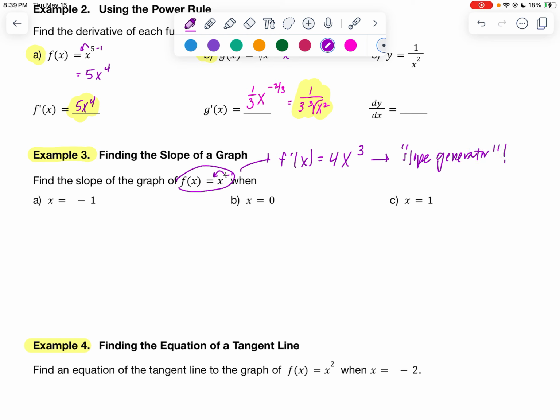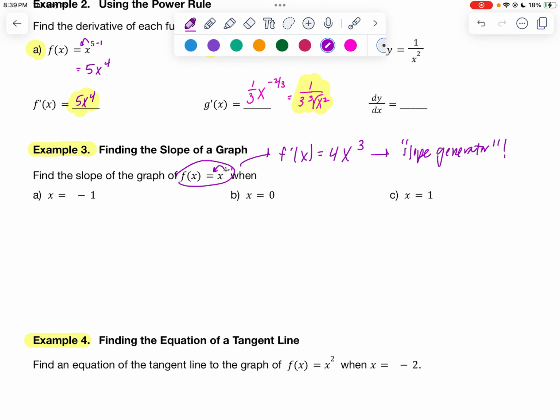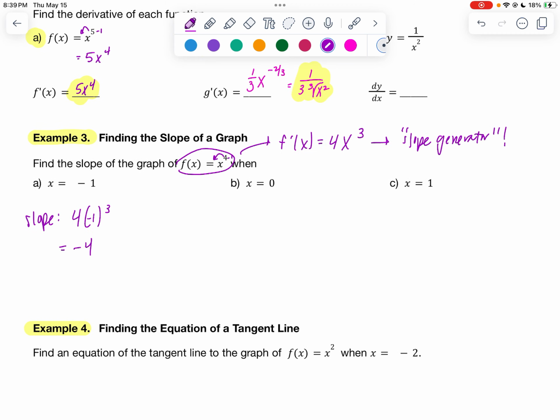Woohoo! Okay, so I'm going to find the slope of the graph using my new slope generator. And we know my slope generator is this guy. I'm plugging in negative 1 cubed. So my slope at x equal to negative 1 is going to be negative 4. Same exact thing, I can calculate the slope. The slope at x equal to 0 is equal to 0. And same thing with the last one. The slope at x equal to 1 is equal to positive 4.